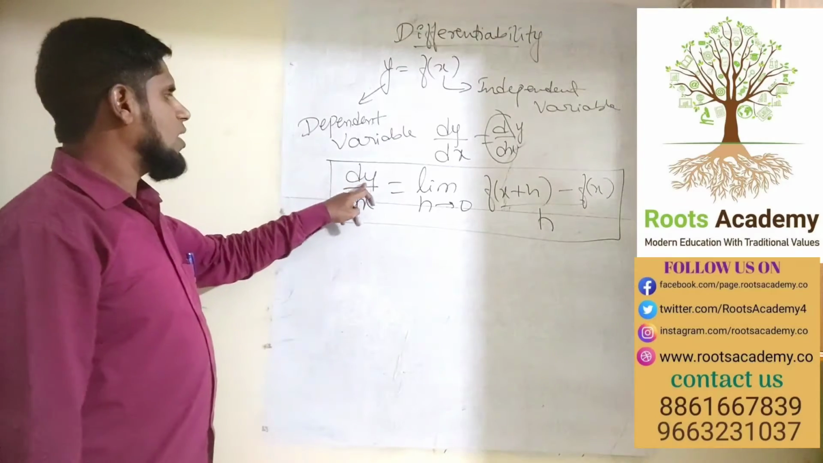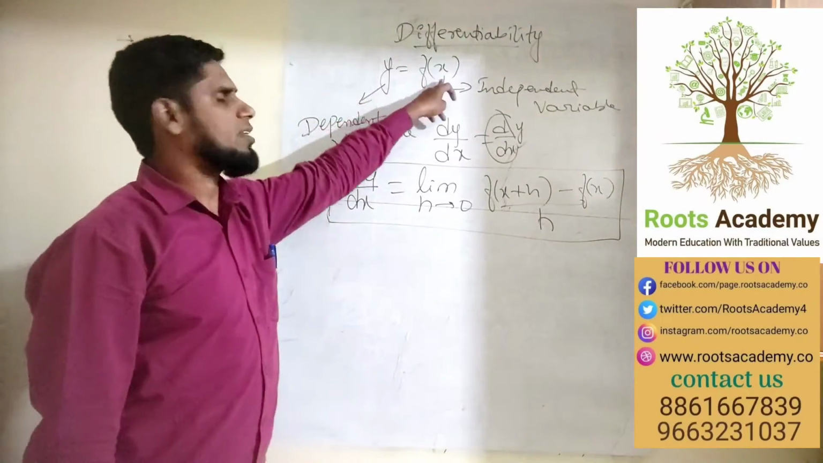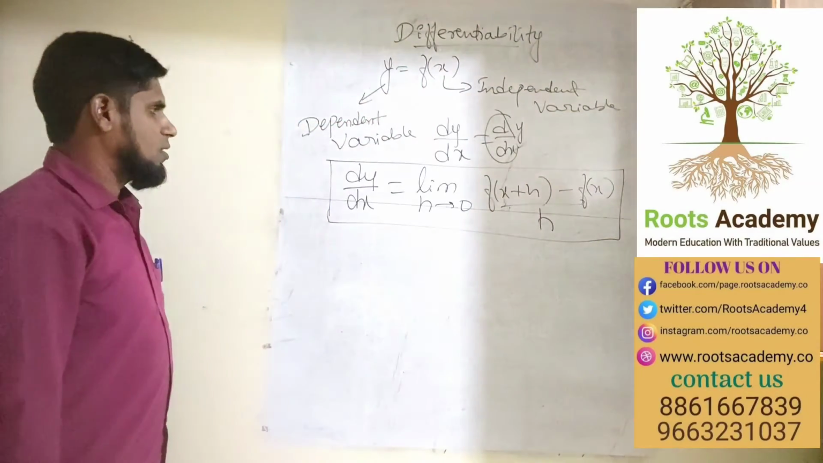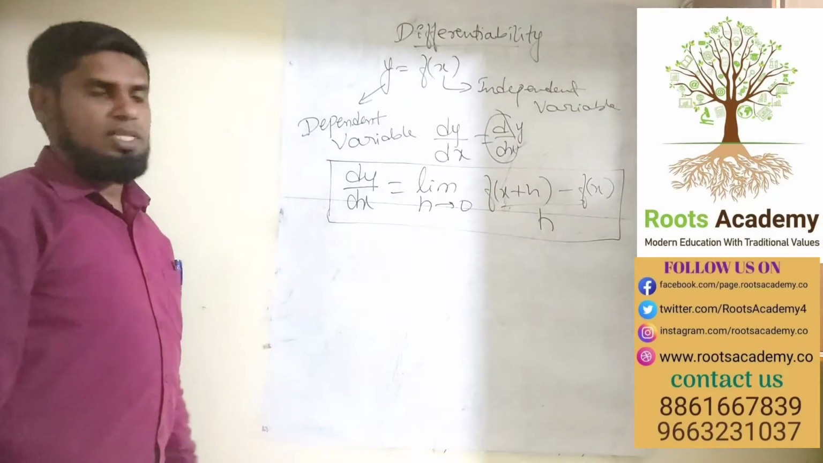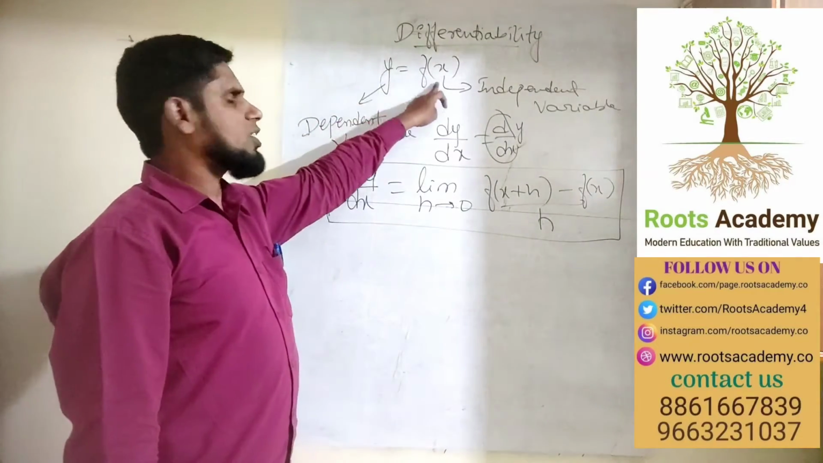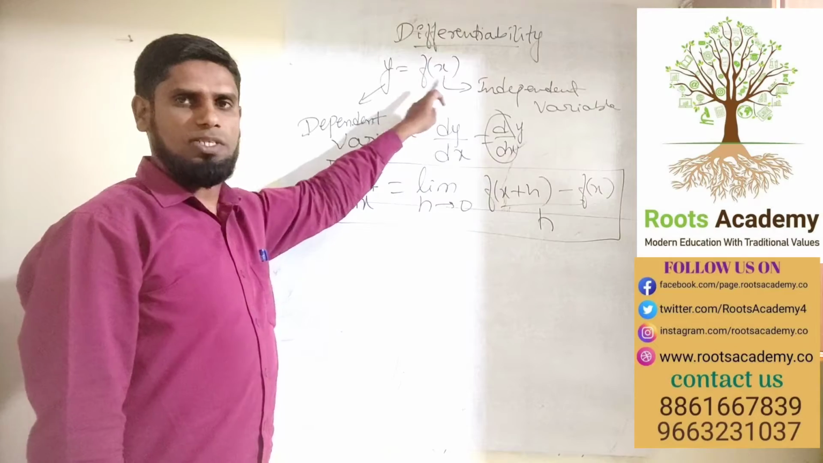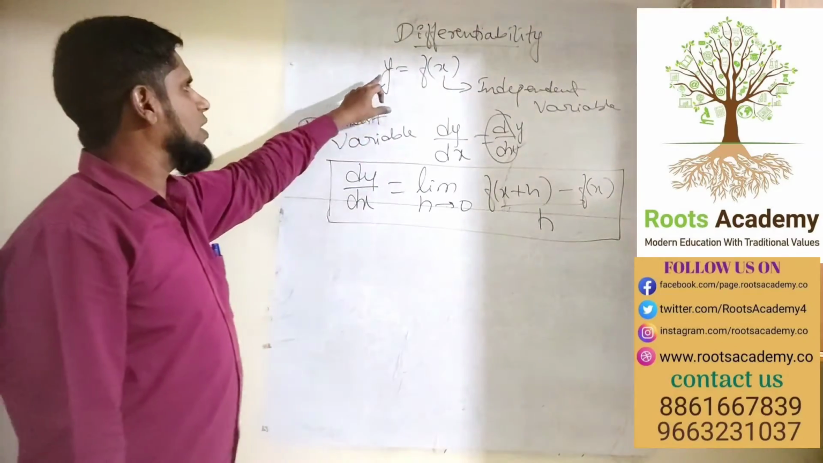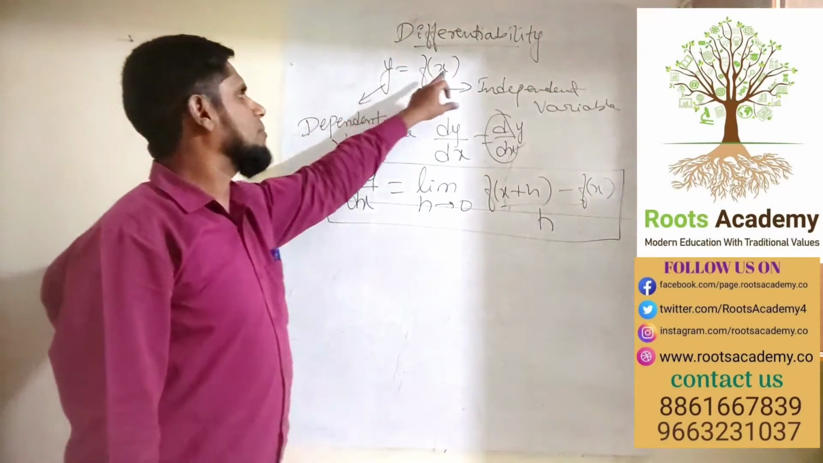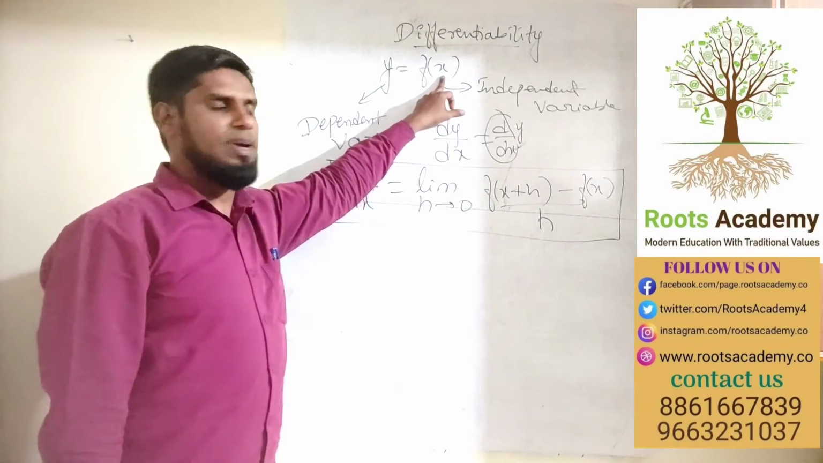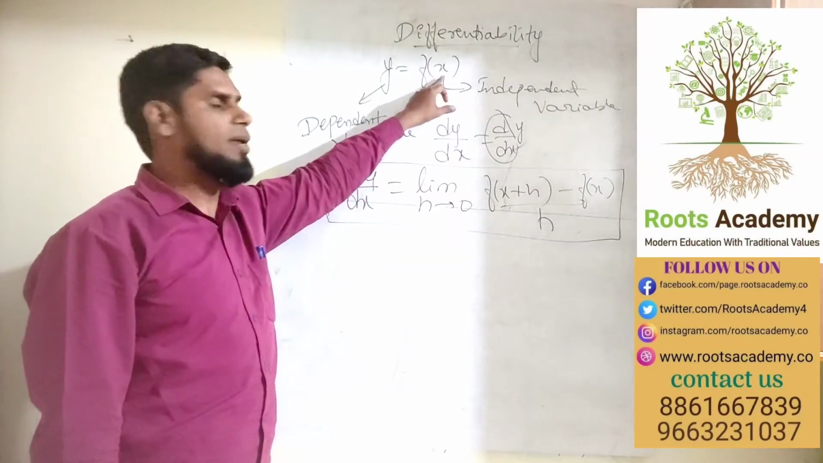Here y represents a function because y is f of x. Students, this kind of function is called an explicit function, an explicit form, because here y is purely separated from x, or in other words, x is separated from y.